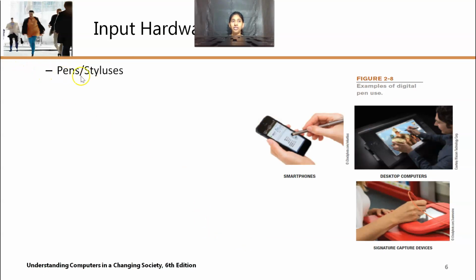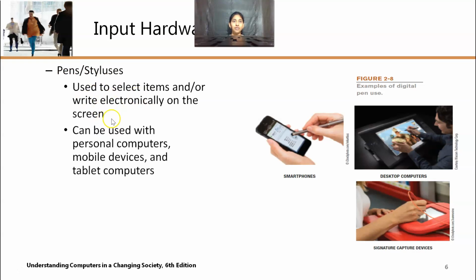We have other pointing devices, which are pens or styluses. So these are used to write on the digital screen, like display screen. And these are used to select. These are used with personal computers, smartphones, tablets, and in other devices. So these look like this. In a smartphone, you can use the pen or stylus to select and give commands. Even in desktop computers, it is used.